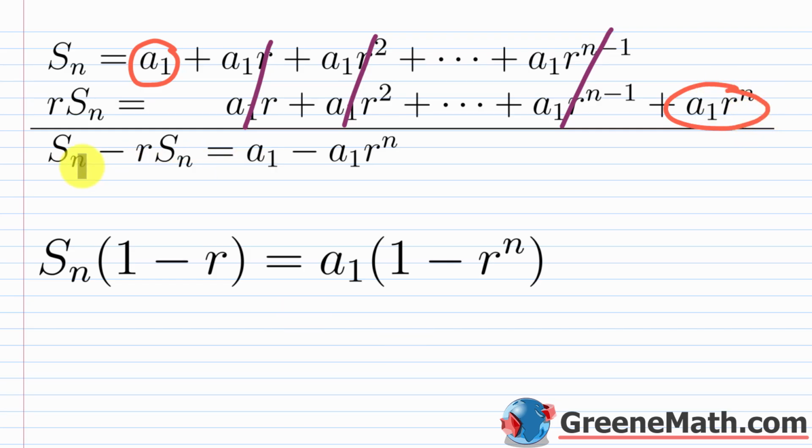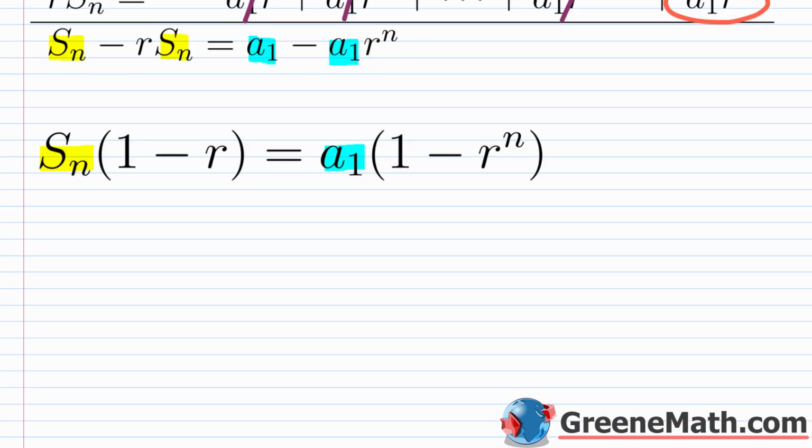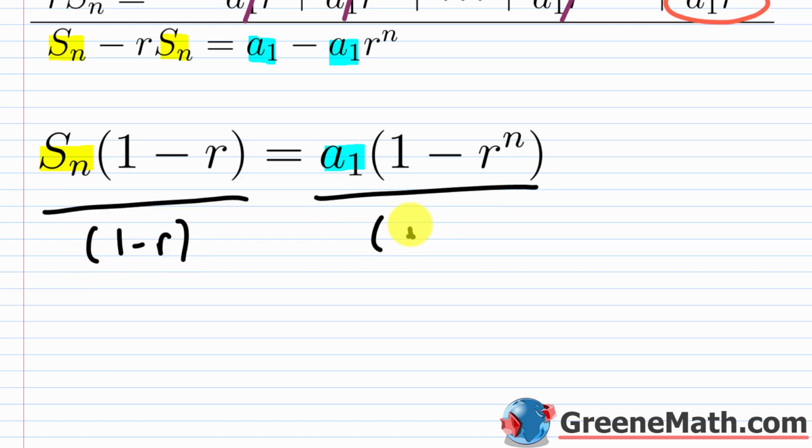All right, so at this point, we're just going to factor out the S sub n from the left side. So that comes out here. So S sub n times the quantity 1 minus r, and this equals, on the right side, we're going to have this a sub 1 that we can factor out. And so this is times the quantity 1 minus r to the power of n. Okay, let me slide down here. All we have to do at this point is divide this side by the quantity 1 minus r, and divide this side by the quantity 1 minus r.